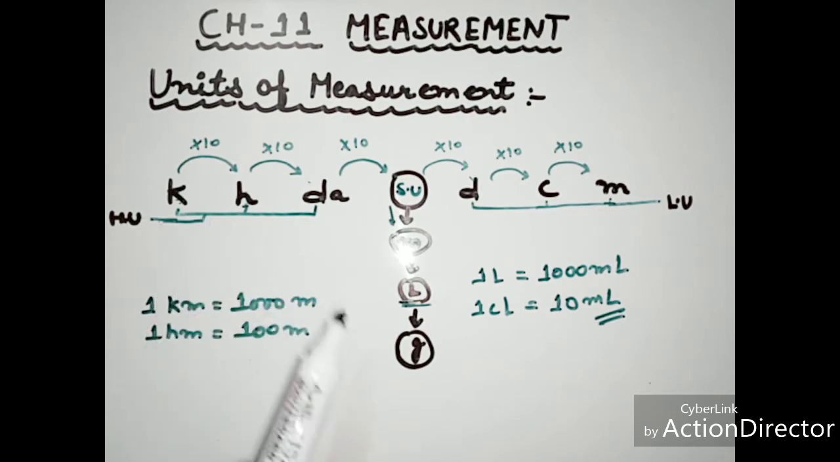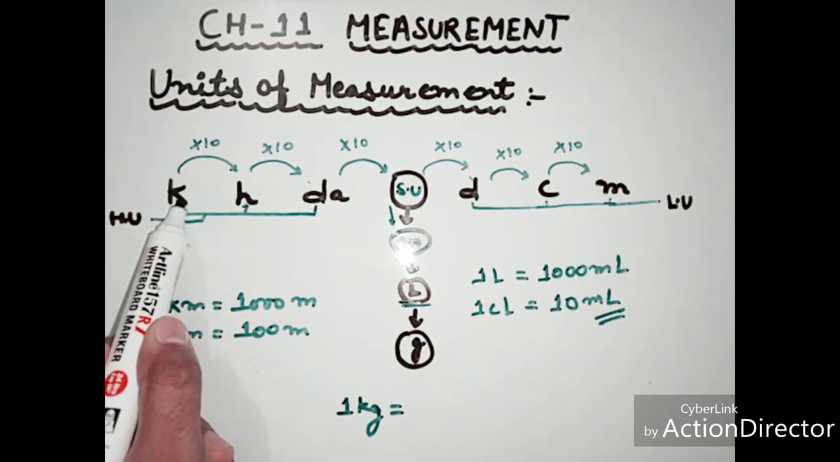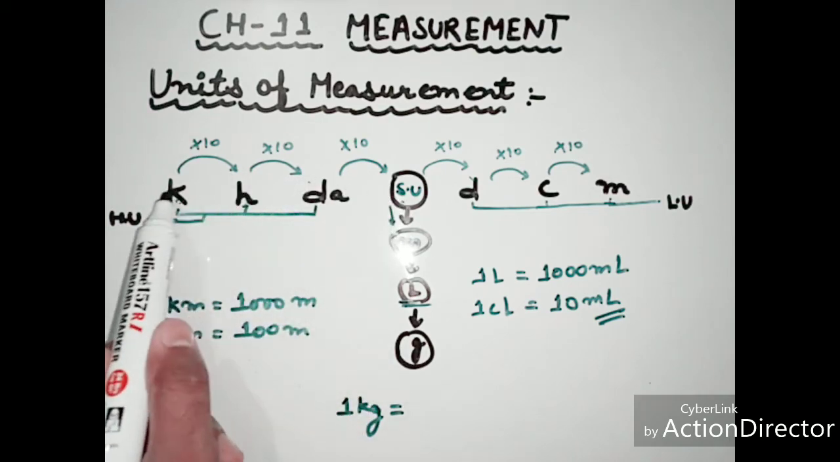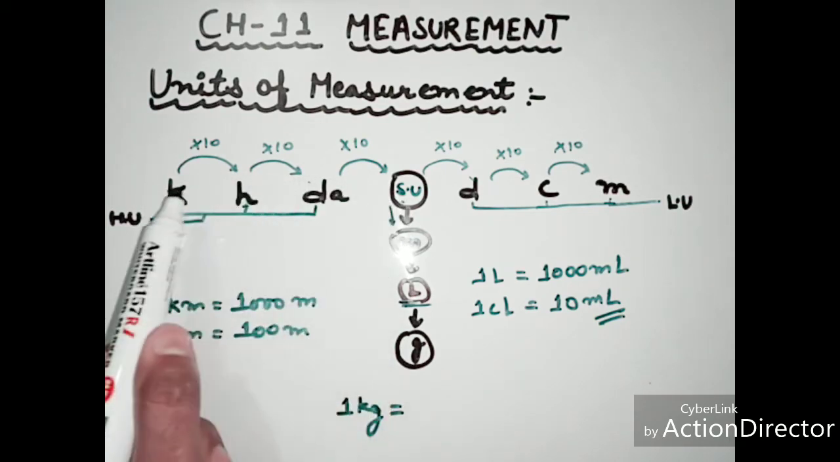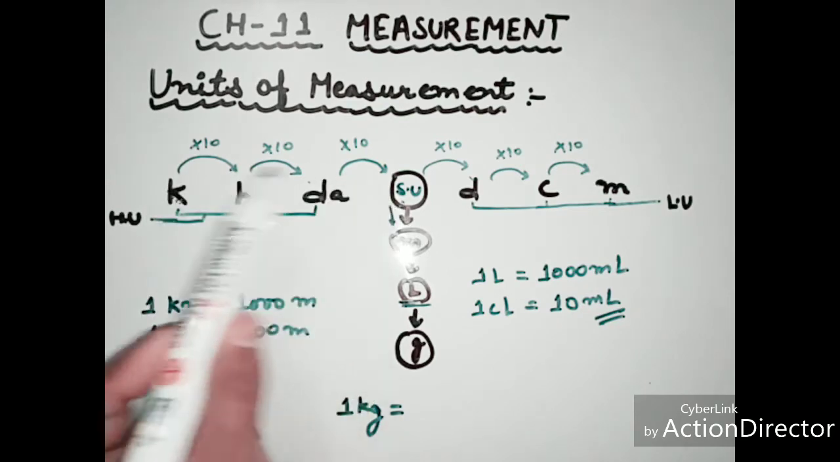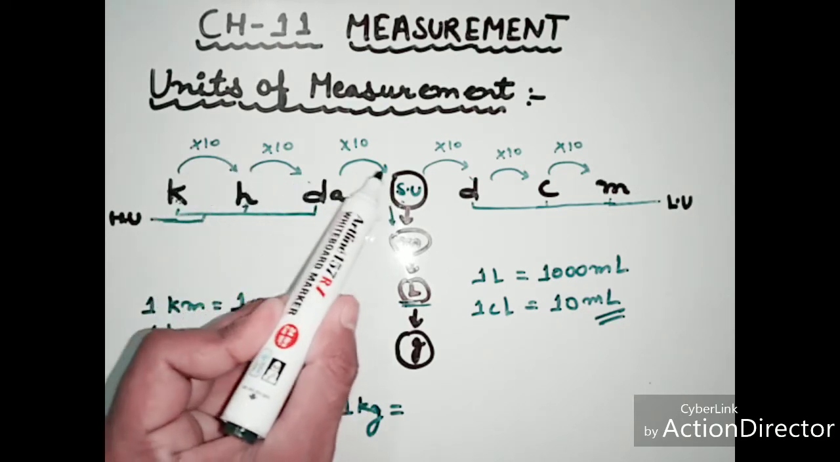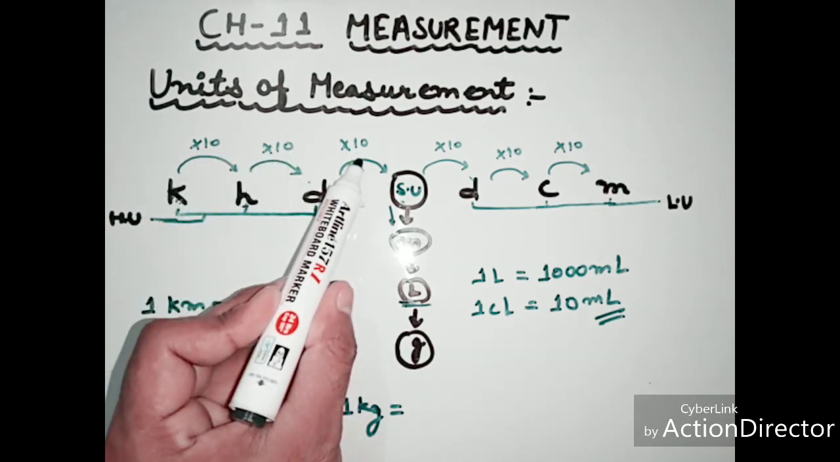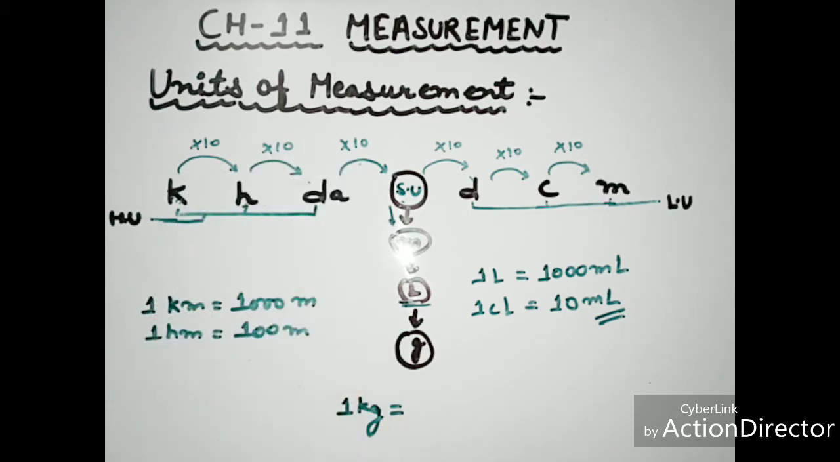Now we take another standard unit of measurement, gram. So how many gram in 1 kilogram? So 1 kilogram equals, kilogram is here and gram is here. So how many places do we move from here to here, higher to lower unit? 1, 2, 3 means 10 multiplied by 10 multiplied by 10, 1000. So 1 kilogram equals 1000 gram.